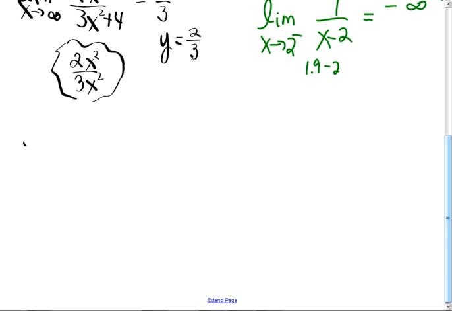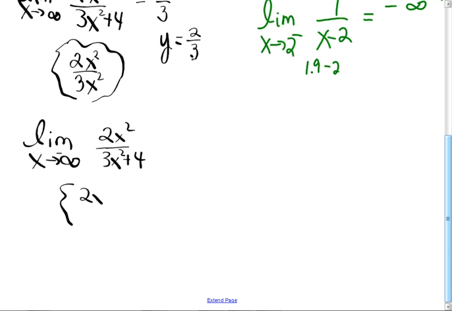What if I had the limit as x goes to infinity? By the way, if they're asking for horizontal asymptotes, you do need to look at from both directions. So let's do negative infinity of this one before I get to the last examples. What's that going to be? If x goes to negative infinity, it's still going to look like what? 2x squared over 3x squared. What happens if you square those negative numbers? They're positive. So that's gone, and what's the answer?